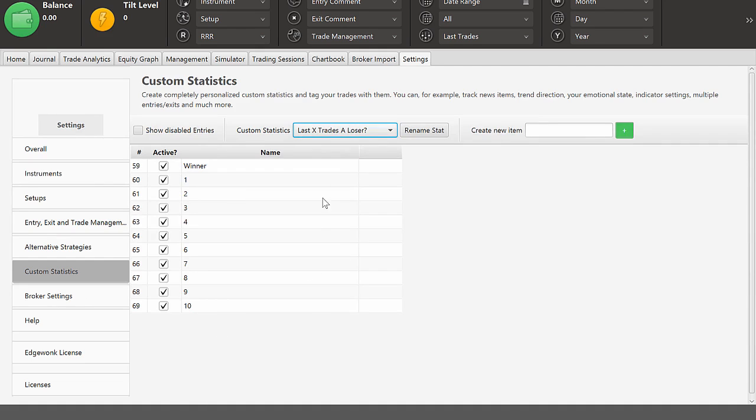Last X trades a loser, question mark. So for 1 or 2 losers, no problem. 3 or 4 losers, I'm already losing win rate. For 5 to 6 losers, I am in a really bad mental state usually.